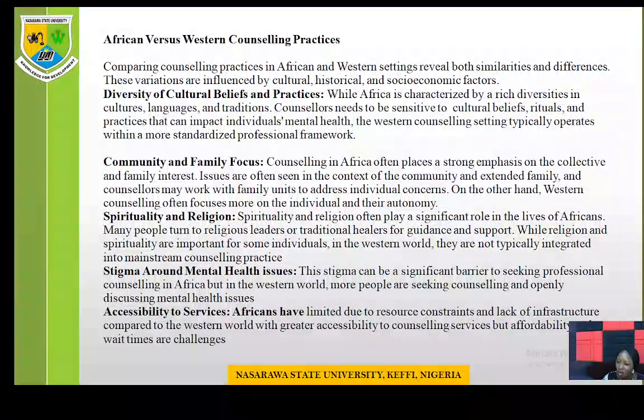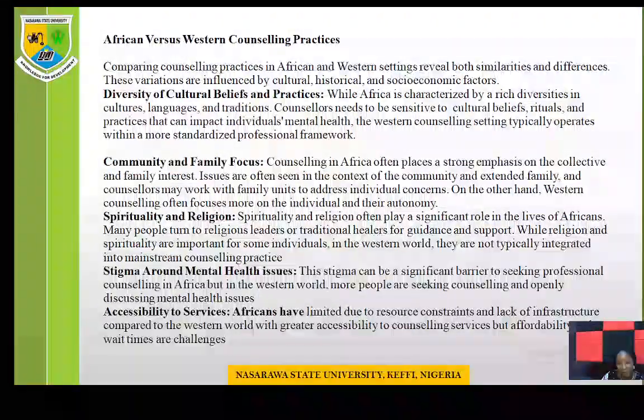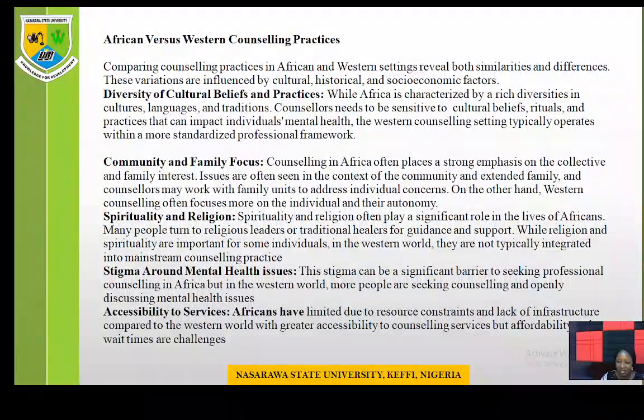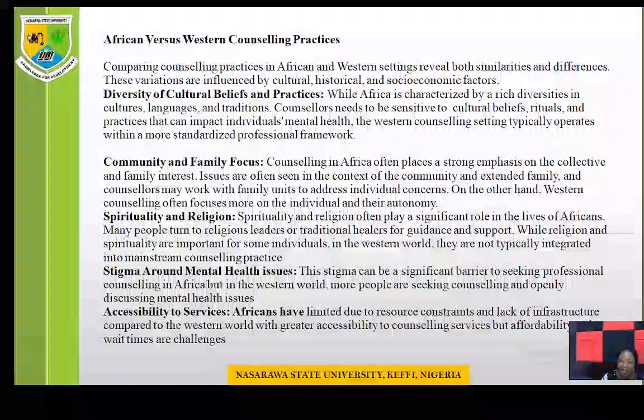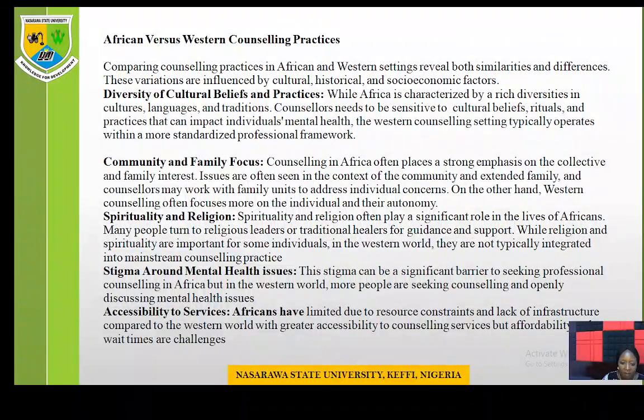Counselors need to be sensitive to cultural beliefs, rituals, and ritual practices, and everything around a group of people. While Africa is characterized with these differences, the Western society also has its own differences, but counseling there operates in a more standardized and professional framework. It is institutionalized compared to what we do in Africa. Our diversities determine how counseling goes, although we have it formally, but these diversities create some differences in the way we do counseling compared to the way it is done outside this country.